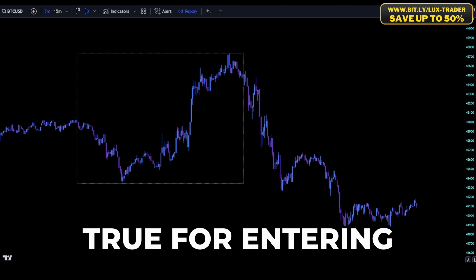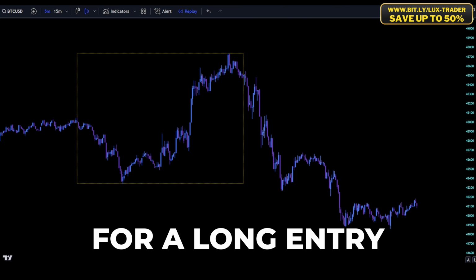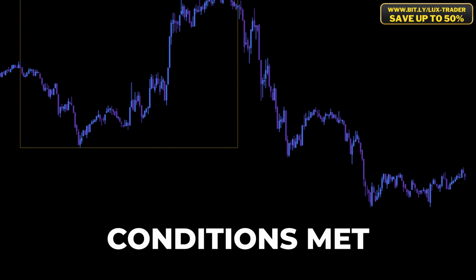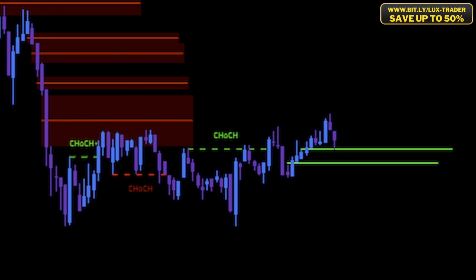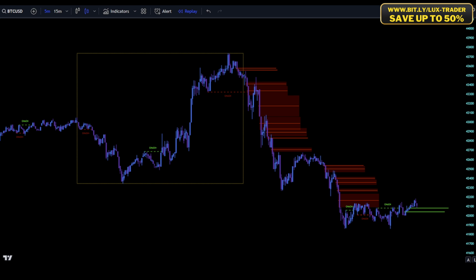The exact opposite is true for entering long trades. For a long entry signal to be valid, there must be 3 conditions met. First, we need to see the previous session low being swept. Second, we must wait for a bullish change of character label being printed. Third, we must wait for a bullish fair value gap being printed. If all conditions are met, we want to enter our long trade at the bullish FVG.